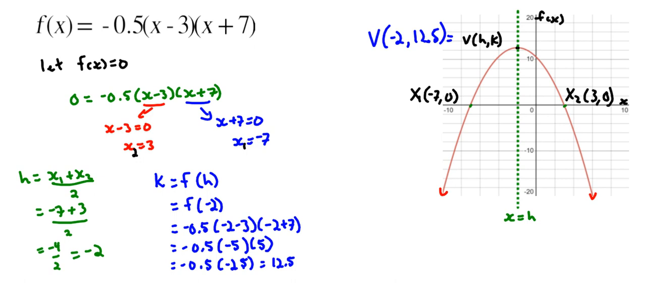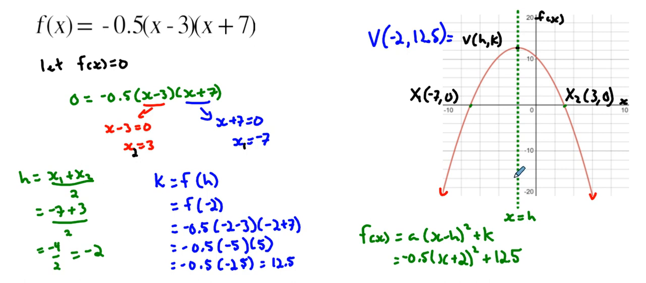If this question also asked us, as an extension piece, to write this in vertex form, well, I know the vertex form of a parabola always has this setup: a (x minus h) squared plus k. We know the x minus h part, because the minus of the negative 2 will give me positive 2, squared, and the k is 12.5, or 25 over 2. And the a value is the same as the a value out front of the factored form, and it would be negative 0.5.